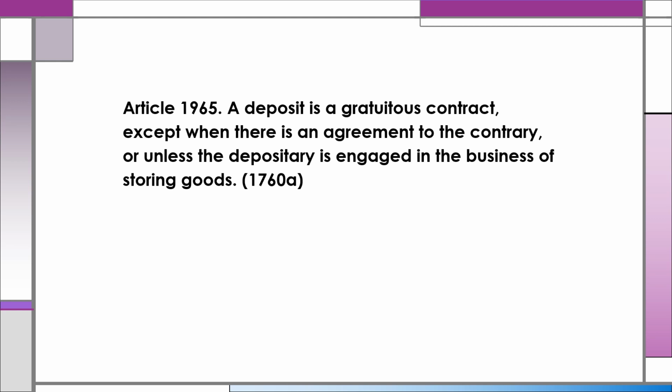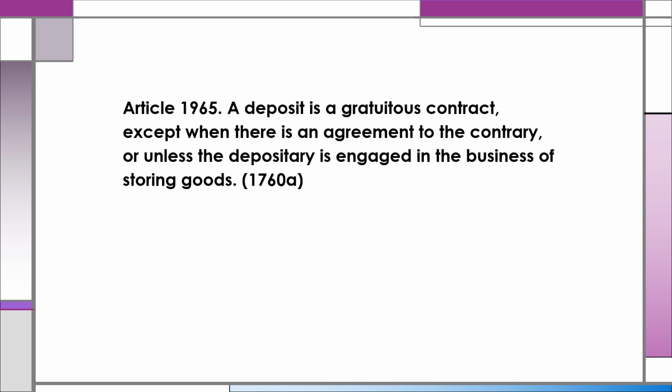Article 1965, a deposit is a gratuitous contract except where there is an agreement to the contrary or unless the depositary is engaged in the business of storing goods. So, general rule, deposit is gratuitous. That's why we said earlier, unilateral, if gratuitous. But, it may be for compensation. There are three situations where deposit may be for compensation. The exceptions stated here are only two. But actually, there are three exceptions. Number one exception is where there is a contrary stipulation.